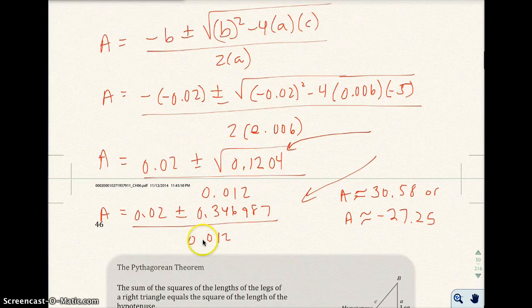Okay, so I get two values. I get A approximately equal to 30.58, or A is approximately negative 27.25. Now, since age cannot be negative, we're going to cross this off.